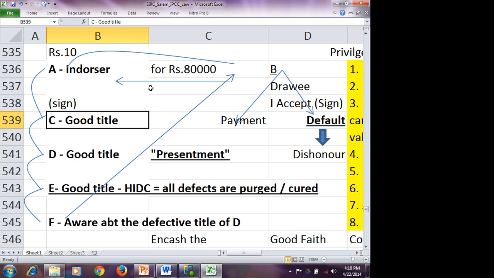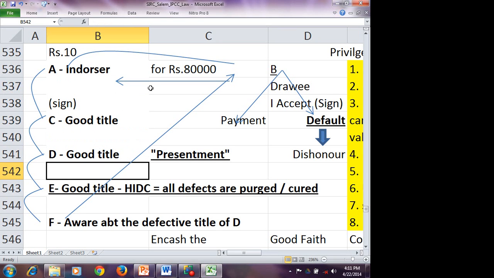You don't even need to write the name or the order. By mere delivery, he can transfer to D with A's signature. Only A's signature is there on it. A has not said pay C or order, nothing. That's called blank. So a blank instrument can be transferred by mere delivery.